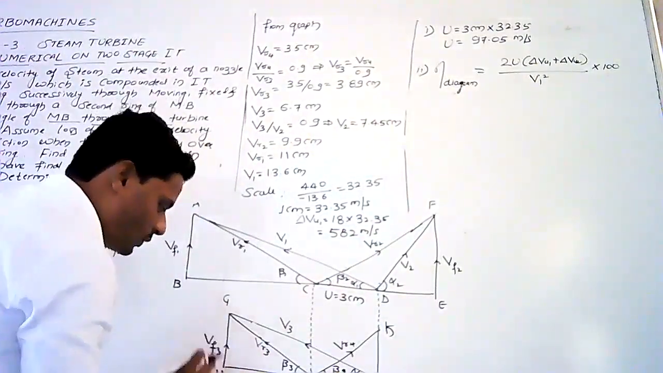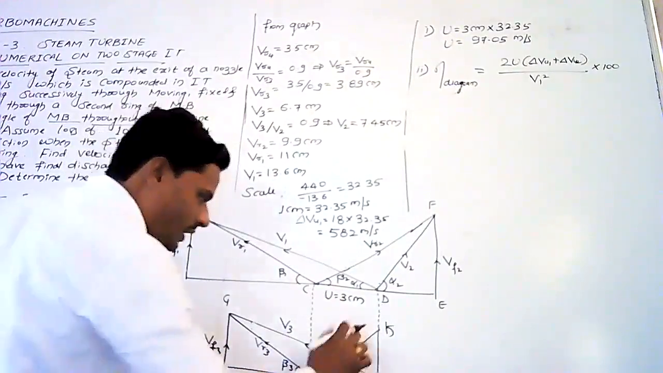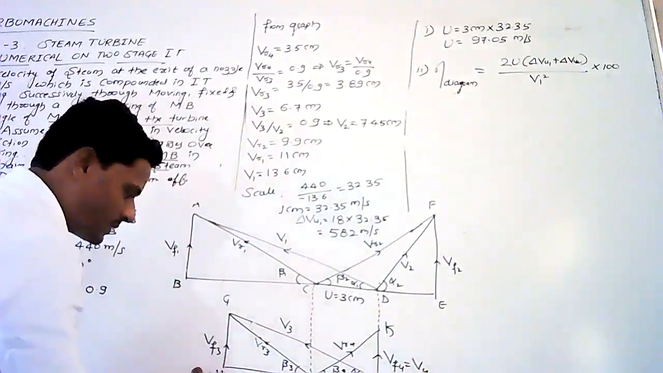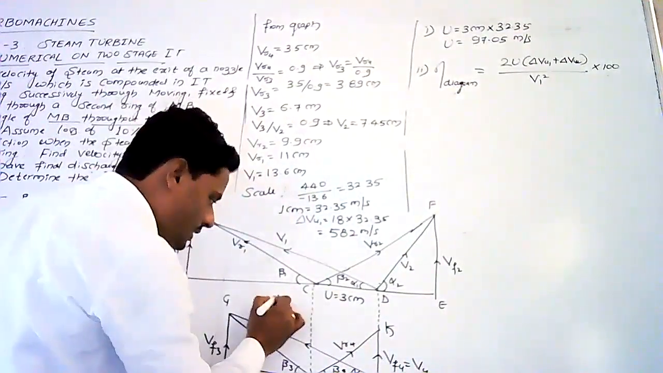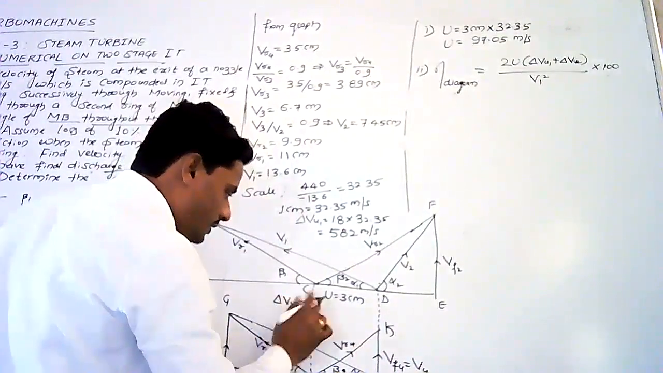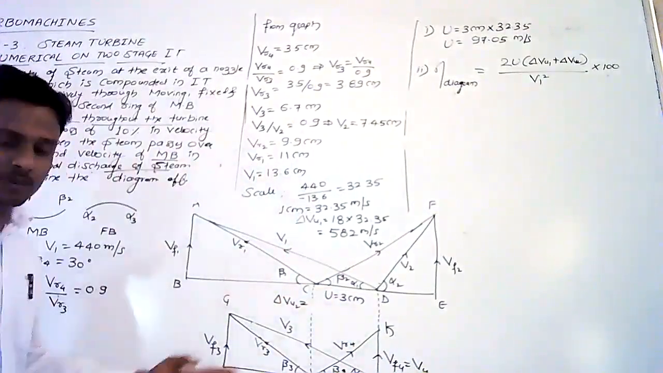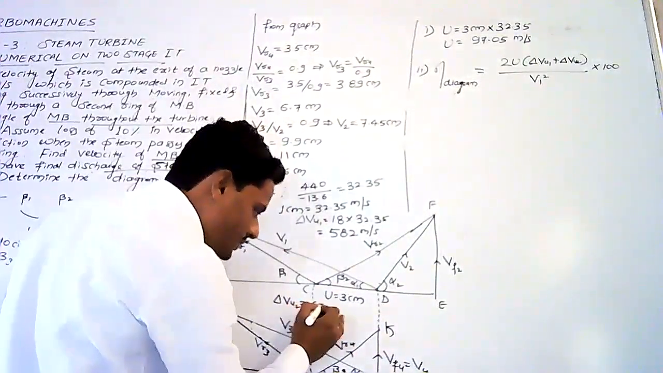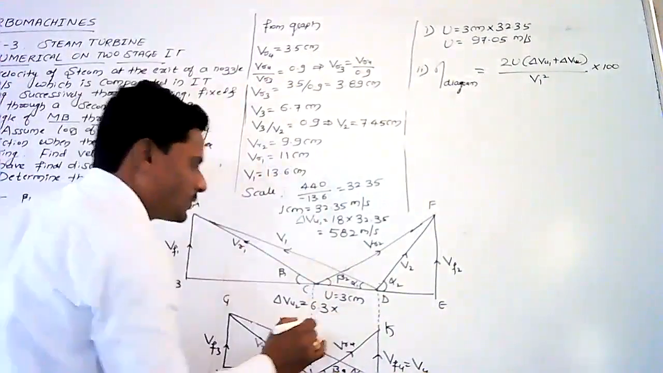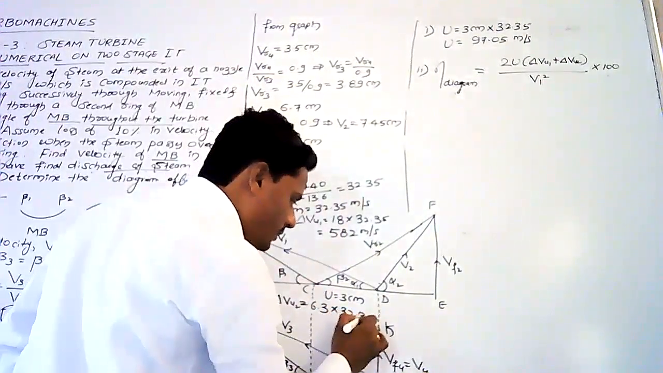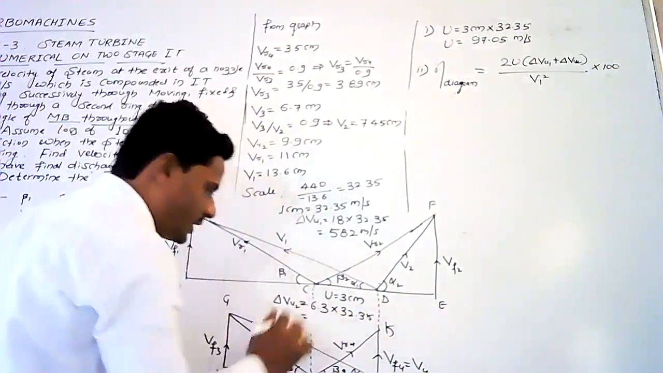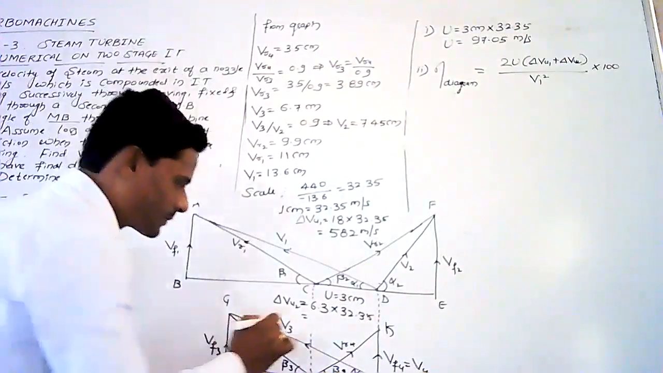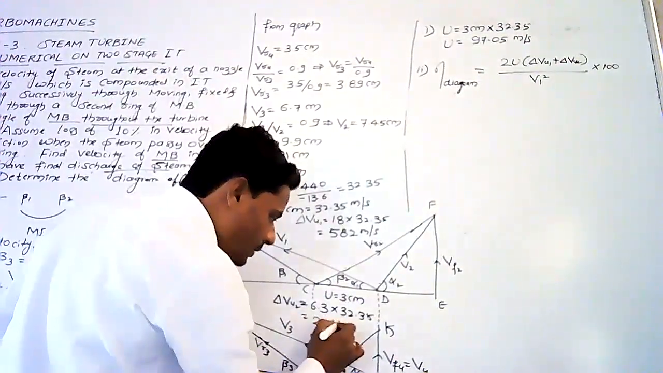Similarly, the delta VU2 is the total distance between VF3 and VF4. This VF4 equals V2. The total distance between H to J is delta VU2. In terms of centimeter, it is 6.3 centimeters. And if you multiply with the scale ratio 32.35, the value of delta VU2 is 204 meter per second.